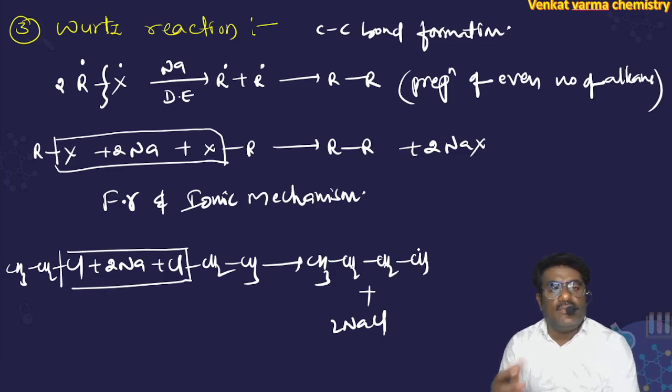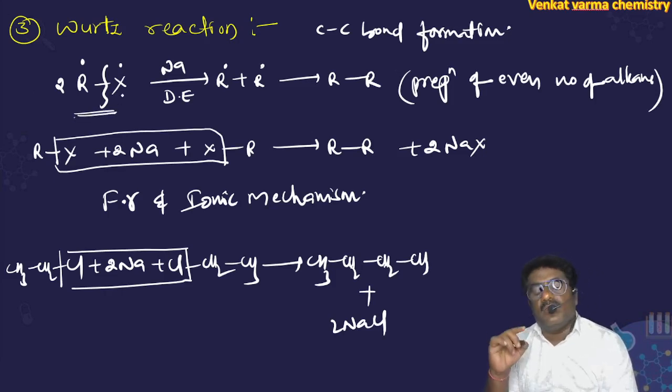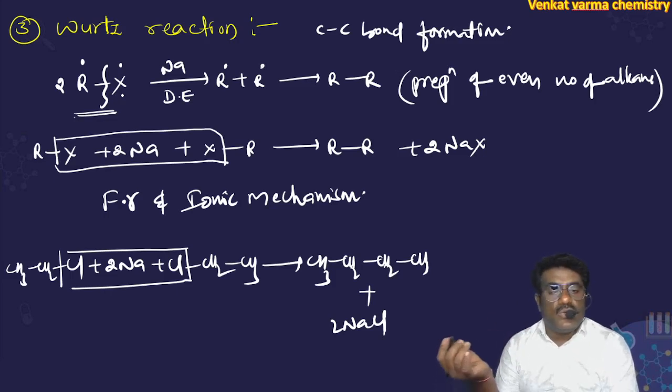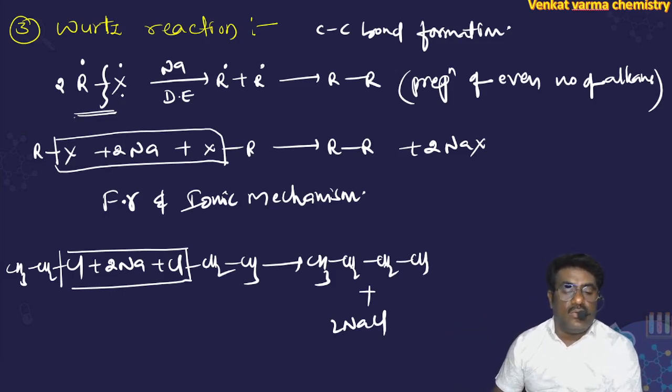This is when we take the same type of alkyl halide. If different types of alkyl halide are used, what happens? It gives a mixture of alkanes. That is a crossed Wurtz reaction.